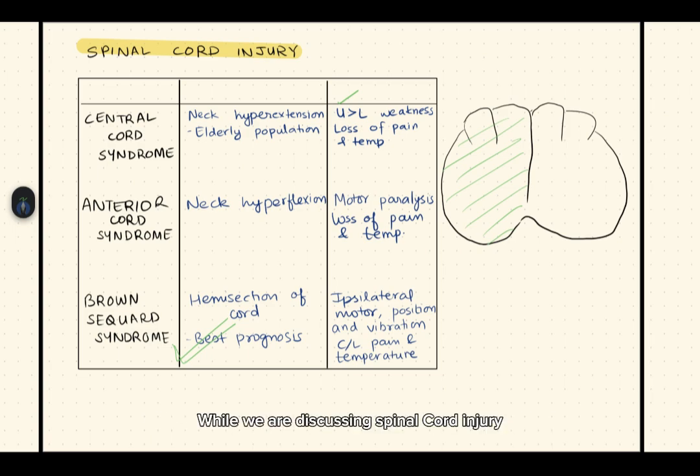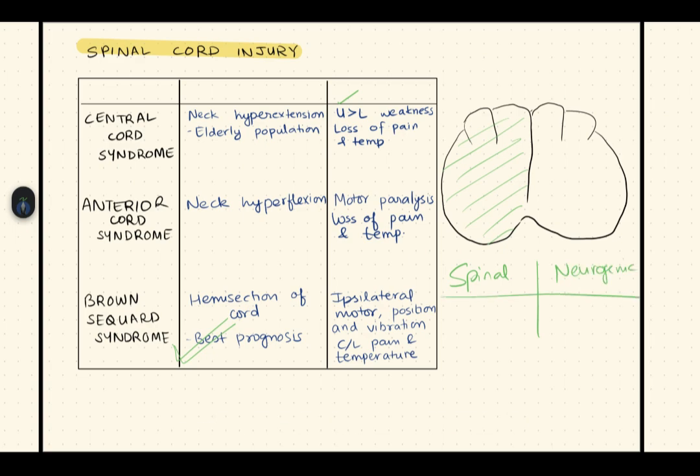While we are discussing spinal cord injury, it is also important to differentiate between spinal and neurogenic shock. Some people use this interchangeably, but that is not accurate. Spinal shock is basically loss of neurologic and autonomic tone below the level of acute spinal cord lesion. And generally, if a patient is having spinal shock, one of the ways that we say that the spinal shock has ended is when their bulbocavernosus reflex comes back.